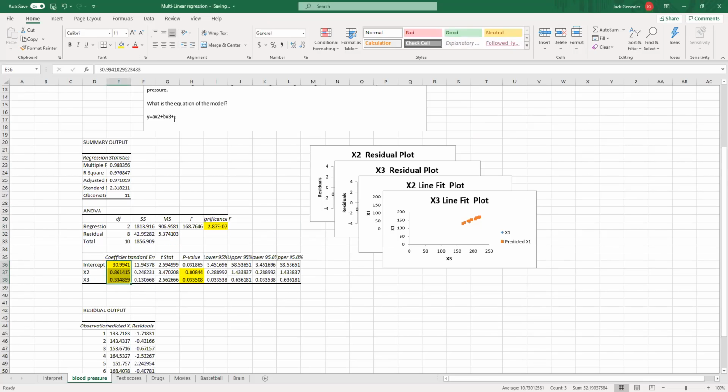So the value on the X3 is actually that bottom one, 0.33. So you'd say 0.334859. And the A is actually 0.861415. And the constant is the C at the very end. That is 30.9941. So this is the model, the equation of the model.